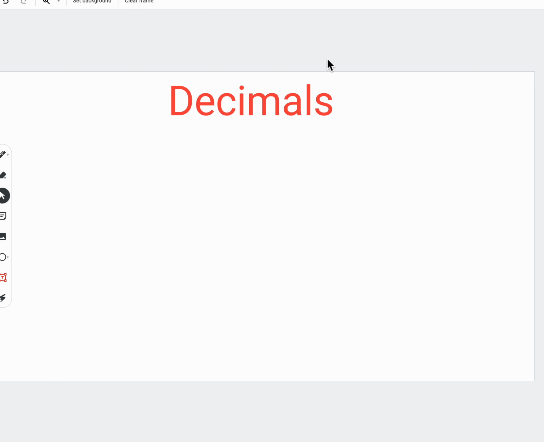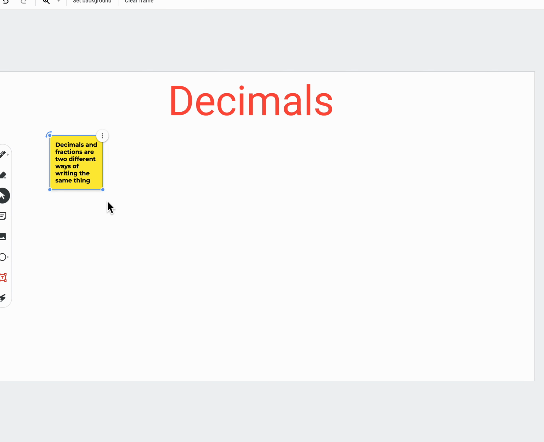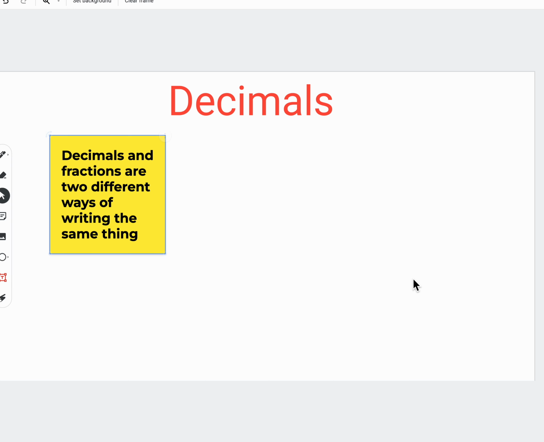Now, decimals and fractions are just two different ways of writing the same thing. We'll take a look at some of the ones that we'll be using today. For example, let's take a look at the number 62.394.